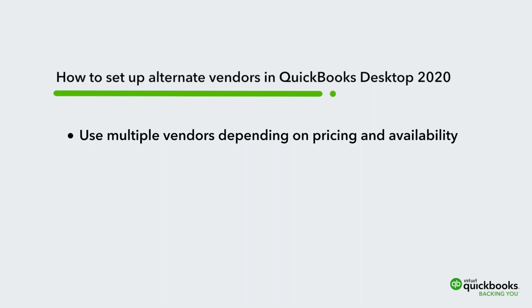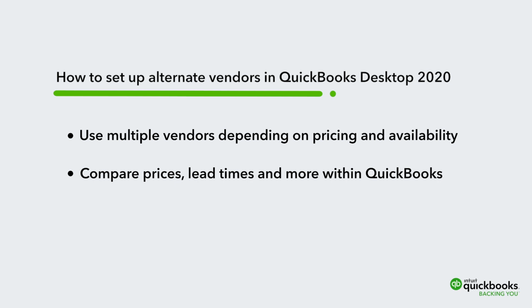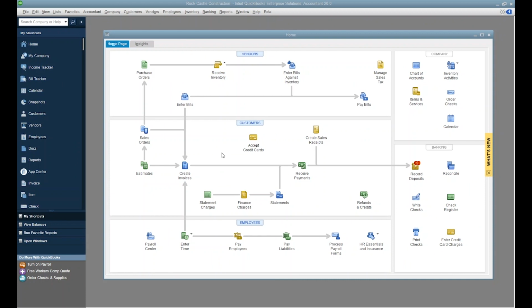The latest year of QuickBooks Enterprise introduces alternate vendors, a feature that allows you to compare prices, lead times, and more for each of the vendors you could buy an item from. This is an advanced feature, so it requires some special setup. First, you'll need to enter some data.